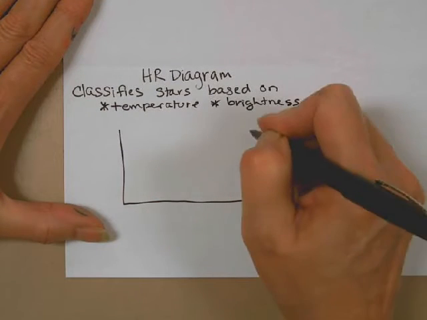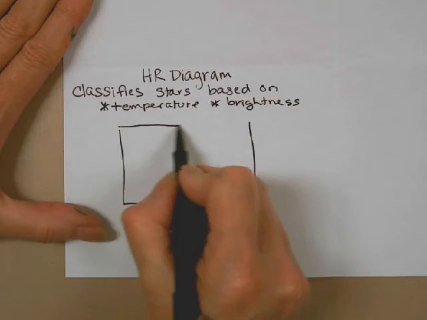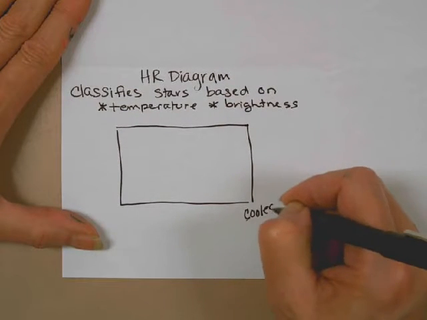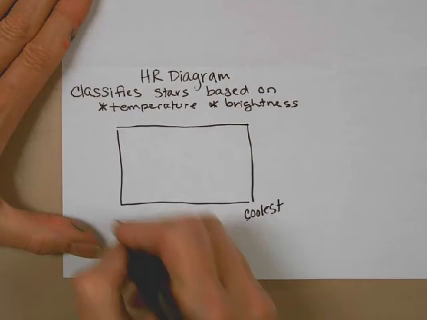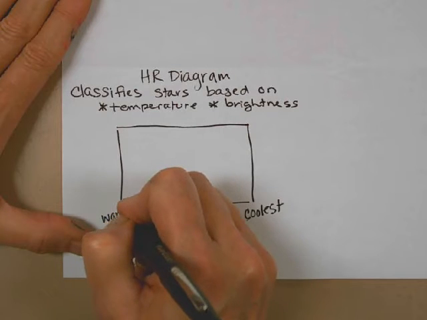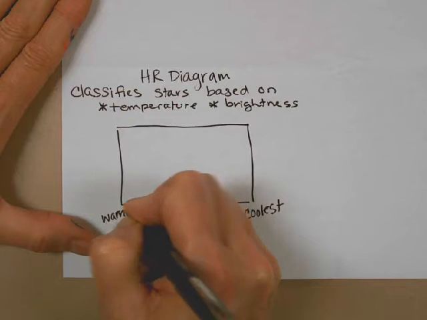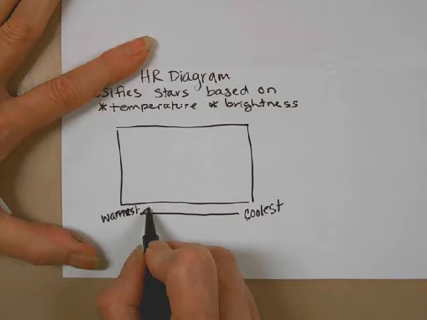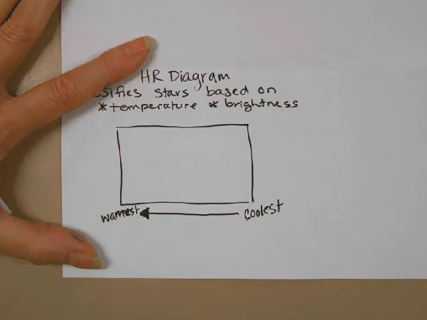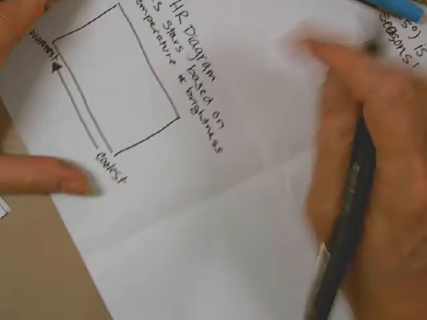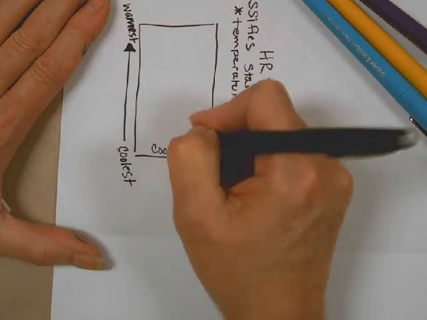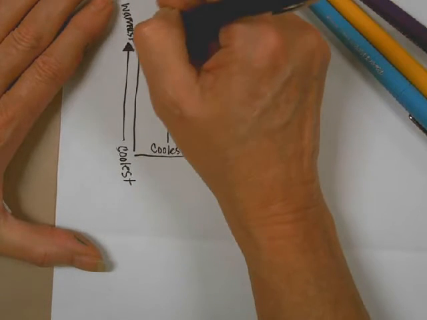We're looking at the diagram. It's kind of strange for the temperature part. It goes from the coolest stars on this side to the hottest stars on this side. So temperature runs opposite to what we are accustomed to. Once again, this side is the coolest stars, and going this way we get to the hottest stars.